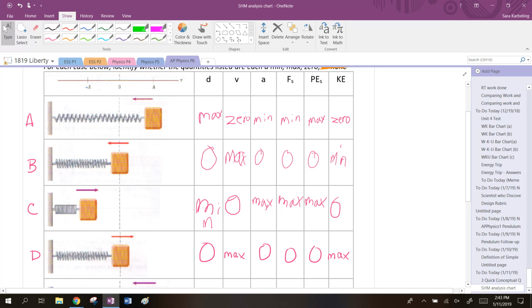Now, I threw energy in here too, right? Which is kind of mean. Sorry about that. Maximum potential energy. You guys agree? Cool. And then no kinetic energy. Why is there no kinetic energy? No velocity. No velocity, right?